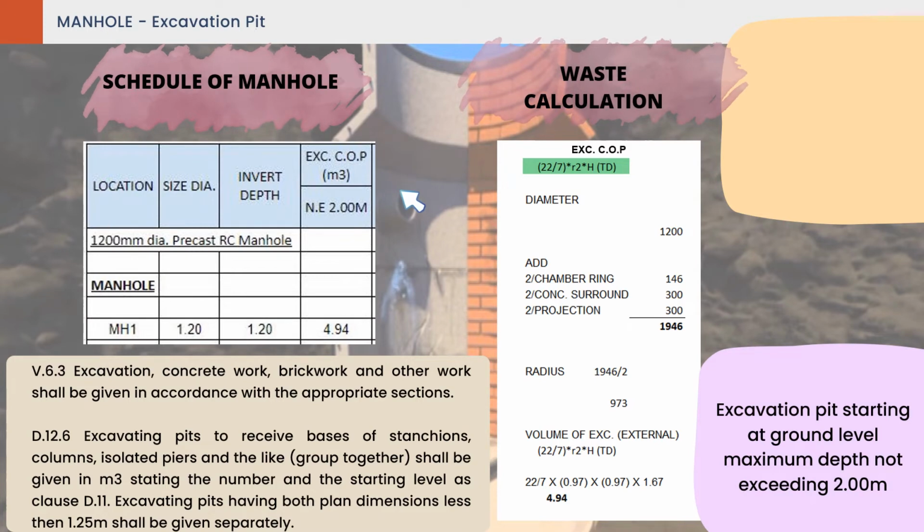Excavation pit starting at ground level, maximum depth not exceeding 2 meter. To calculate the excavation pit, we use the formula pi times r square times height. The diameter 1200 at width 2 times chamber ring 146, 2 times concrete surround 300, 2 times projection 300, and we got 1946, and the radius is 973, and the volume of excavation is 4.94.